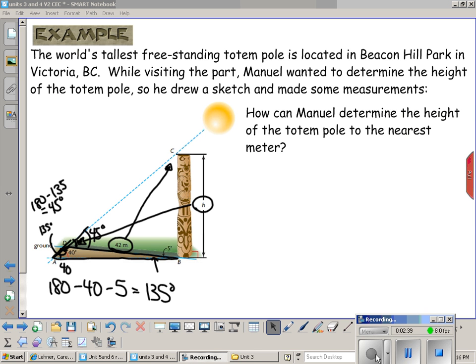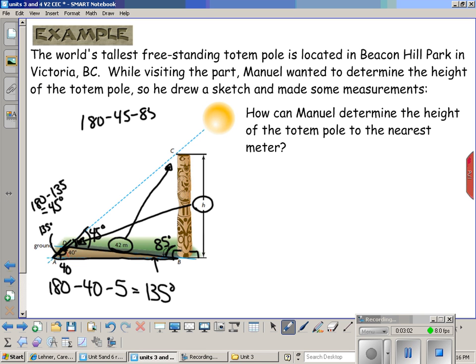And now, to find the other angle that we are looking for. Right here, we have a right angle. We know that part of this angle here is 5 degrees. So can we find this measure here? Yes, 90 subtract 5 would be 85 degrees. So now we have two of the three angles in the upper triangle. So 180 subtract 45 subtract 85 will give us the angle there at C. So we will have an angle here of 50 degrees.